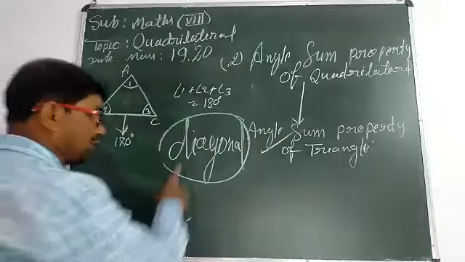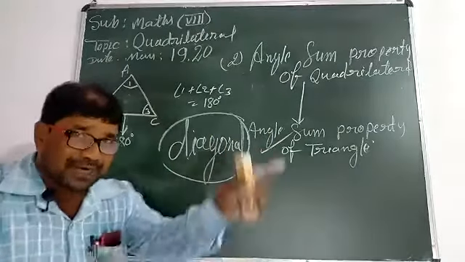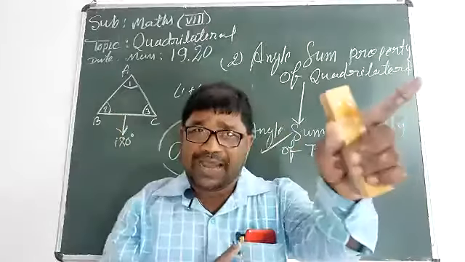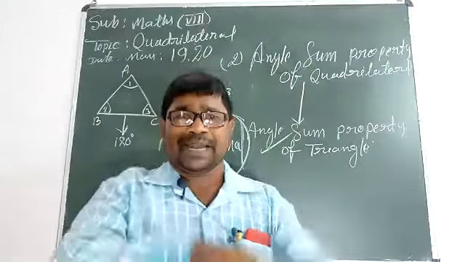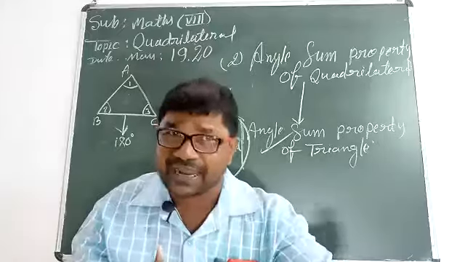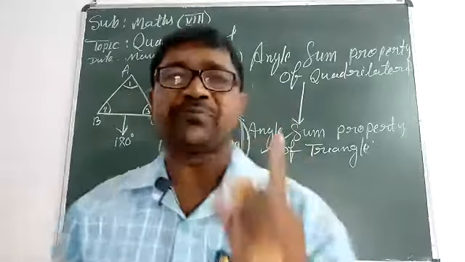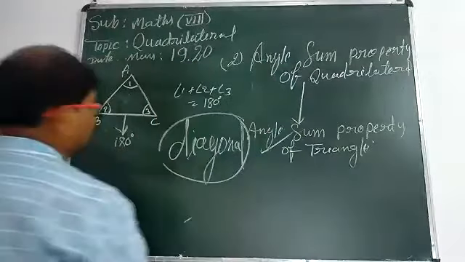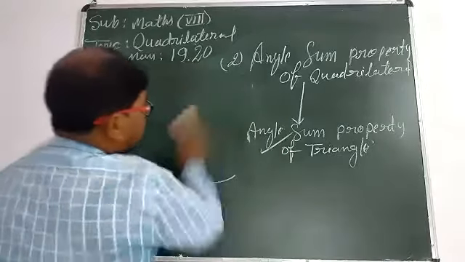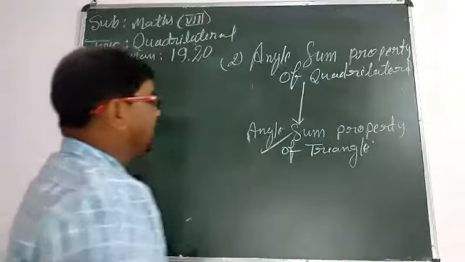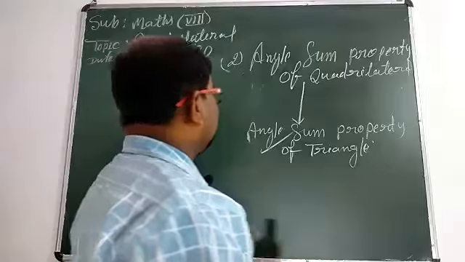Understood? Do you know the word diagonal? After joining the opposite vertices in a quadrilateral, we will get a line segment. That line segment is called a diagonal. Understood? So the sum of three interior angles is 180 degrees.